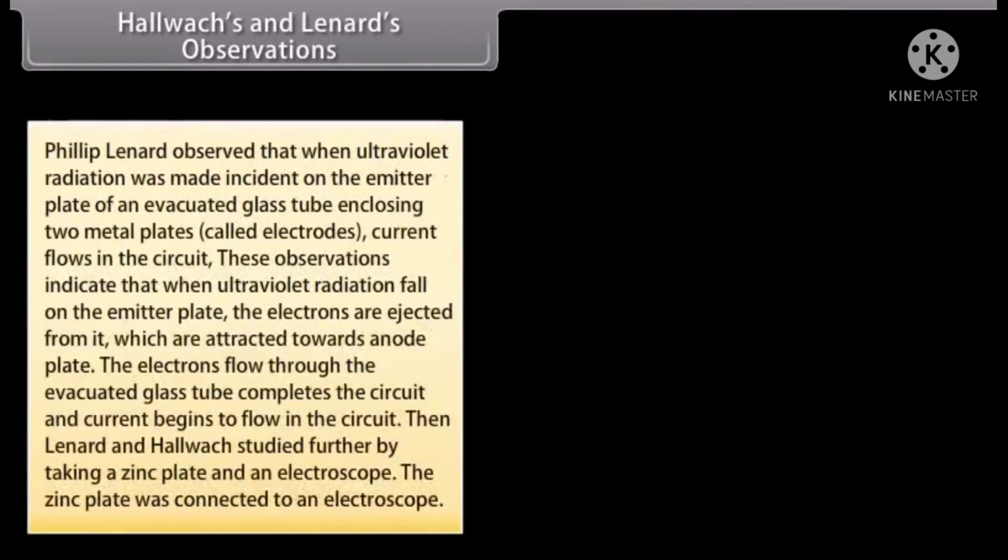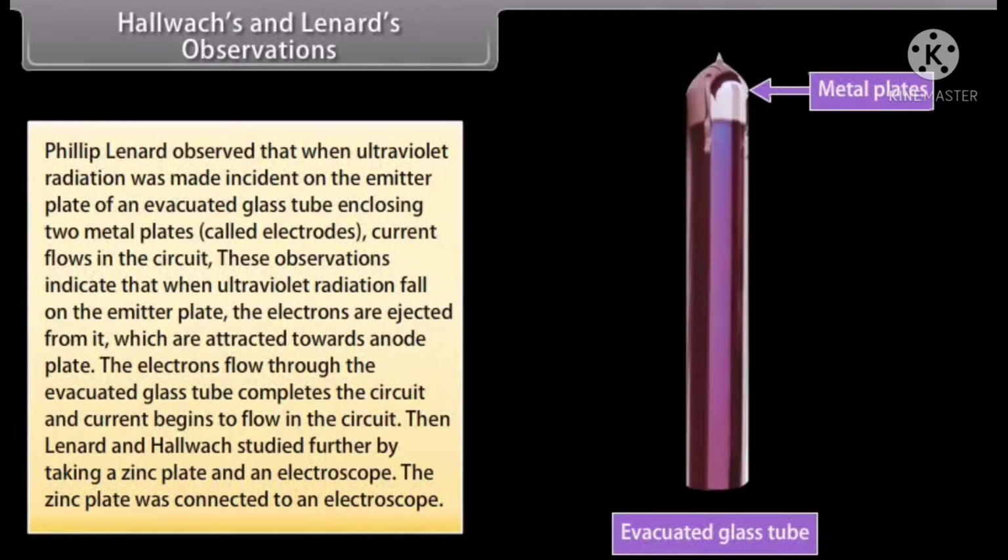Hallwach's and Lenard's observations. Philip Lenard observed that when ultraviolet radiation was made incident on the emitter plate of an evacuated glass tube enclosing two metal plates called electrodes, current flows in the circuit. These observations indicate that when ultraviolet radiation falls on the emitter plate, the electrons are ejected from it, which are attracted to its anode plate. The electrons flow through the evacuated glass tube, complete the circuit, and current begins to flow in the circuit.